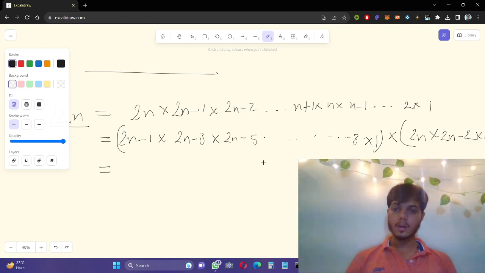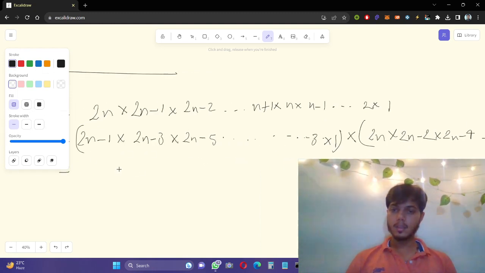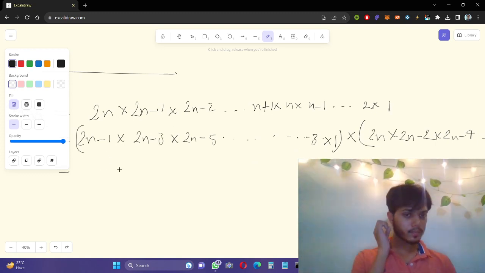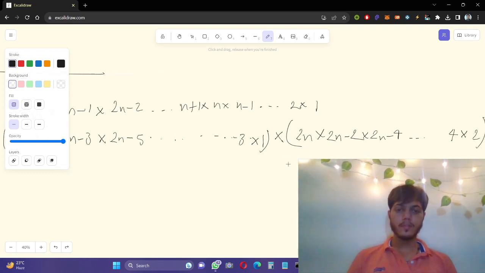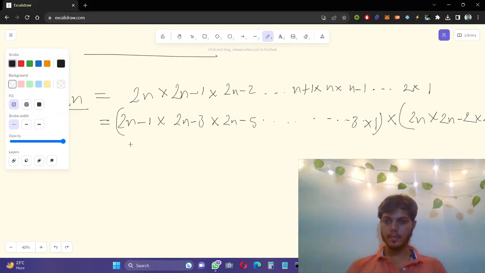And now from this one, let's remove the 2n from here, right? So I'm removing 2n from here. So it's going to become 1 into. Okay, so this can be further simplified into.